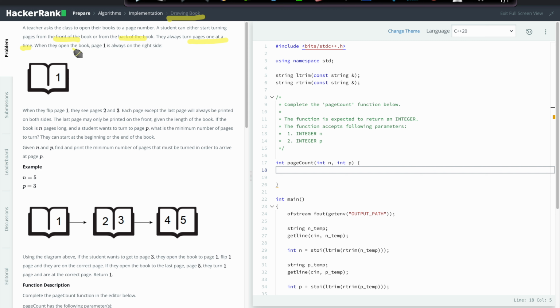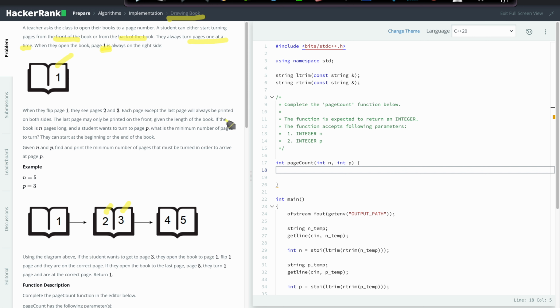When they open the book, page 1 is always on the right hand side, this side. When they flip page 1, they see page 2 and 3, so pages 2 and 3 come in one flip. Each page except the last page will always be printed on both sides. The last page may only be printed on the front. Suppose in this case only 4 pages are there, then only 4 will be there, this will be blank, it is fine.